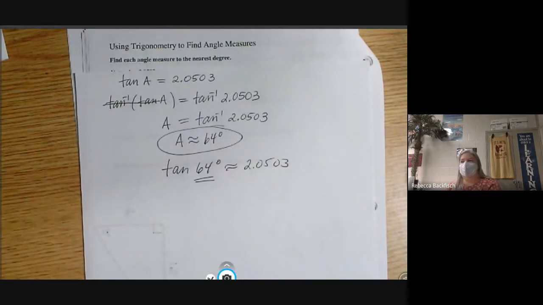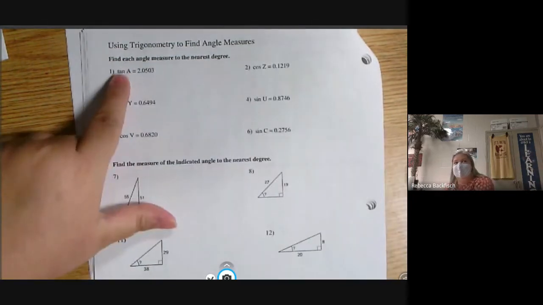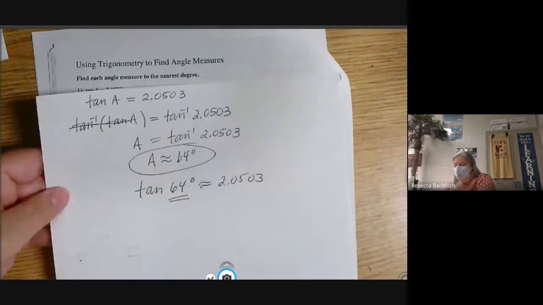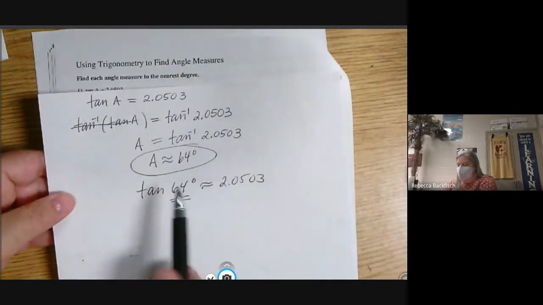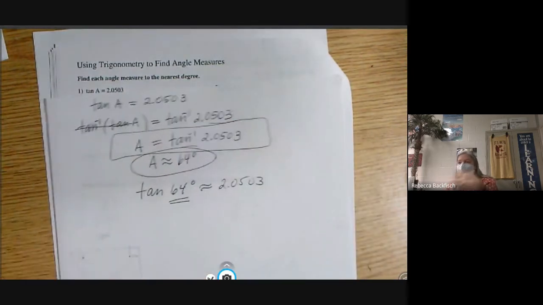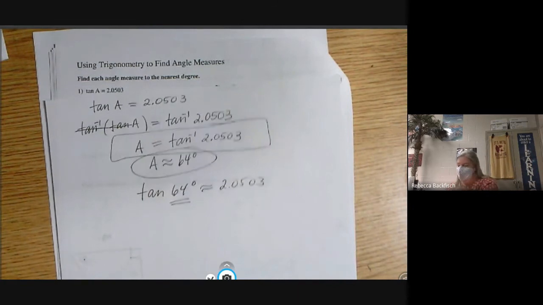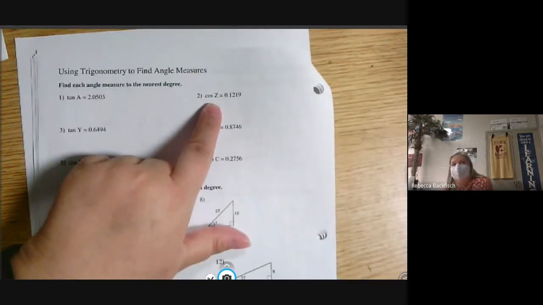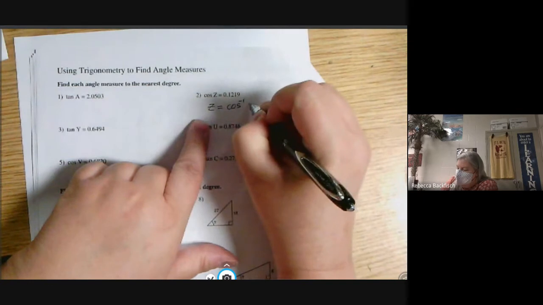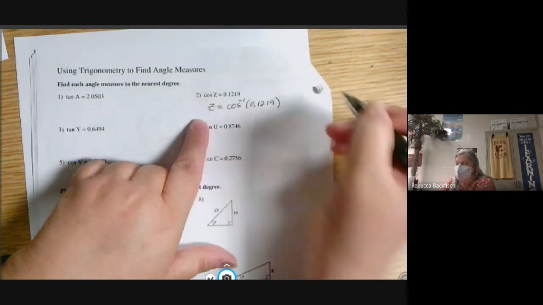Okay, so if you're given an answer for the sine, an answer for the cosine, an answer for the tangent, and you don't know the angle and you're asked to please find each angle, that's what you're doing, is using inverses. So let's go ahead and try this one. Now, this is me showing you why it works the way it works. All you really have to do is this. You just say, oh, I can move that cosine or sine or tangent to the other side by doing inverse. So here, cosine of z equals 0.1219. That means that z is the inverse cosine of 0.1219. That's what goes in my calculator.